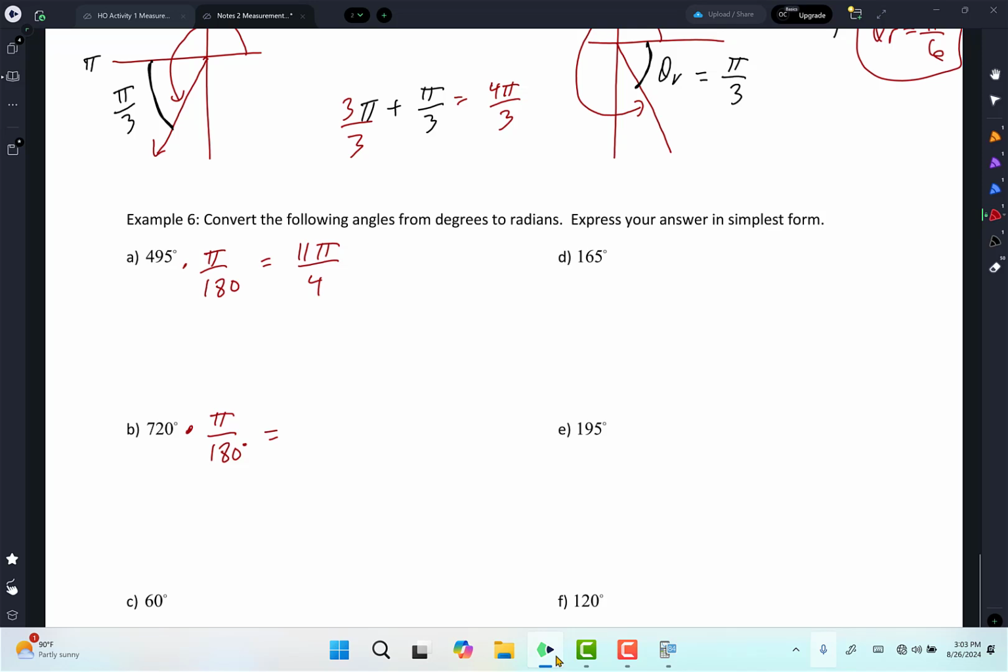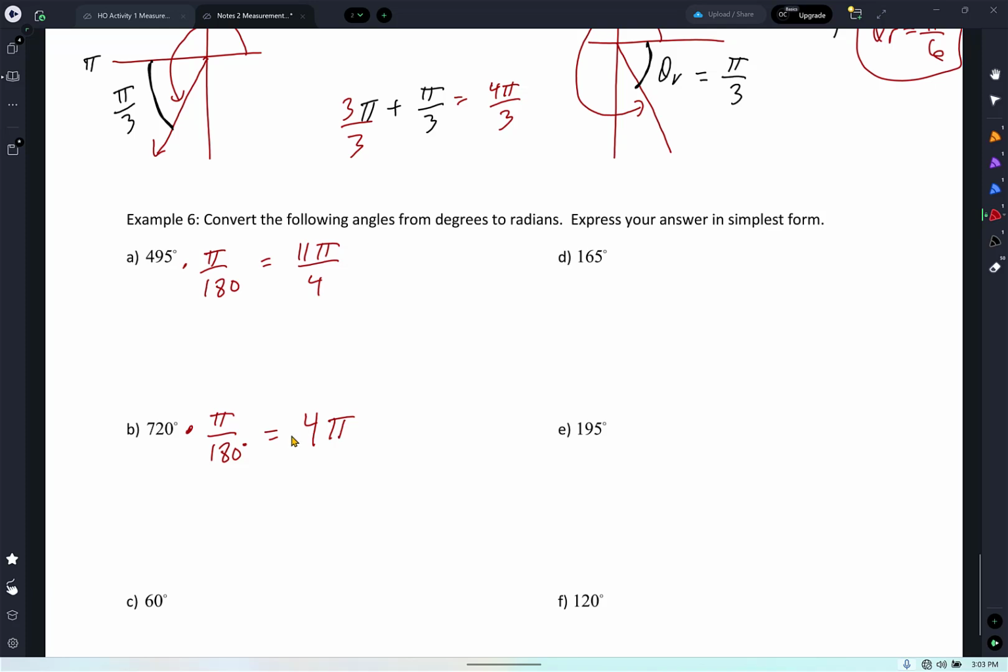It's 2 revolutions, no? Isn't 1 revolution 360? So 720 is 2 revolutions, but 1 revolution in radians is 2 pi. So 2 revolutions in radians is 4 pi. You can also do 720 divided by 180. You'll get 4. That's 2 revolutions, guys. Put that in there. That's 2 revolutions.